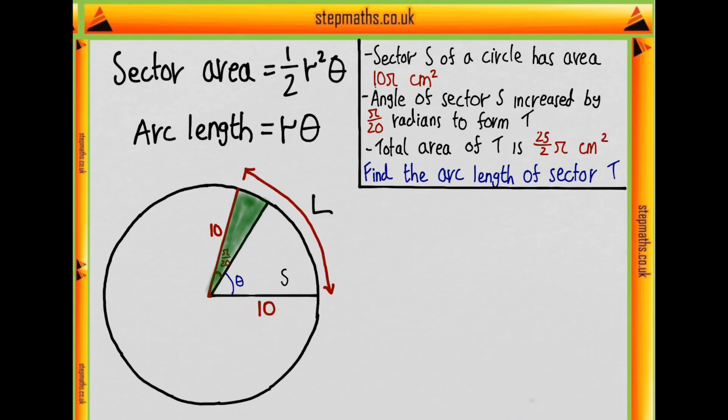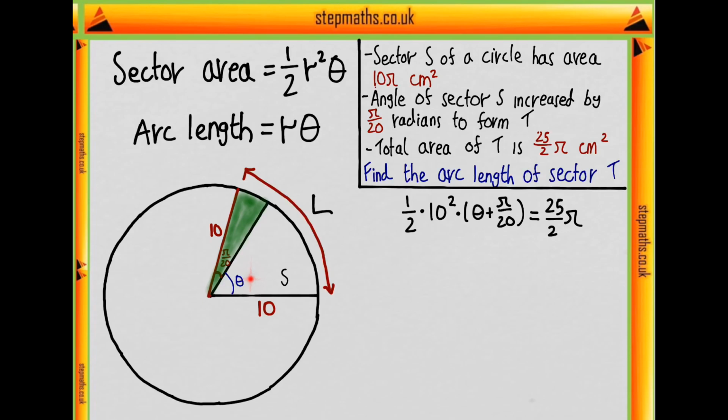So we've updated our diagram with the radius of 10. But now where do we go? This is the length we want, L. So we know we need to do something with sector T from here. What do we know about sector T? Well, we know the area. So why don't we shove everything we know about that in? A half times the radius squared, 10 squared, times this angle, theta plus pi over 20, is equal to the area of the sector, which is 25 over 2 pi. So you can see from here we could get out theta and then work out L from that.